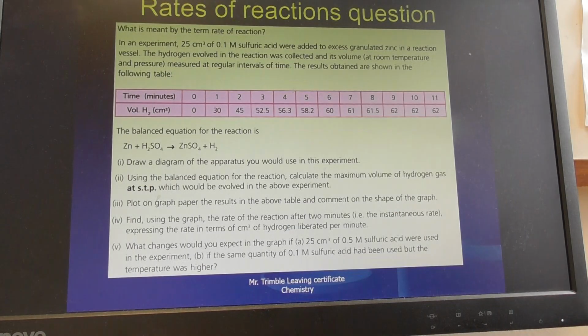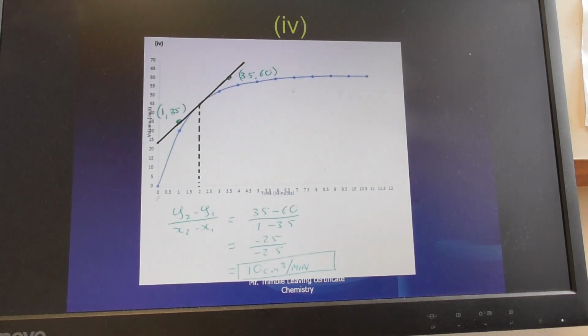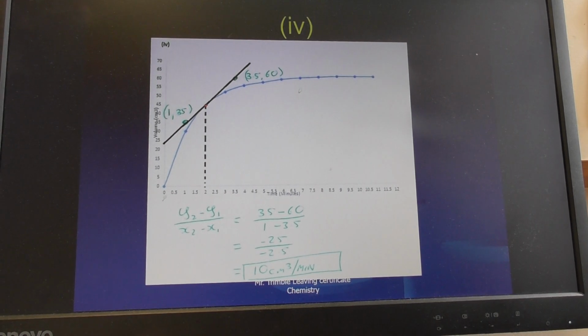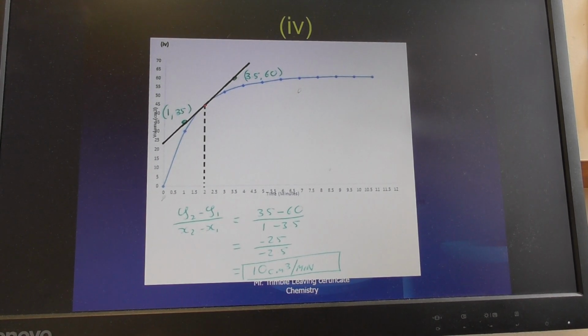That's that one. Find using the graph the rate of the reaction after 2 minutes, the instantaneous rate. Now guys, the way we did this, we looked at this before as well, but just to reiterate it again, draw your graph as you would normally, as we did earlier, and then take your ruler. So go to 2 minutes, draw a straight line up and mark that point with a pencil, and then take your ruler and lower it such that the ruler touches the curve, i.e. creates a tangent at one point only there.